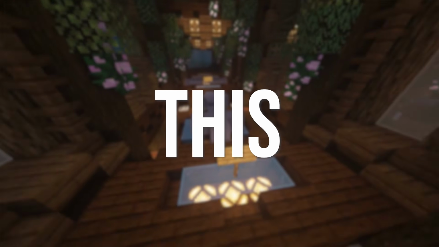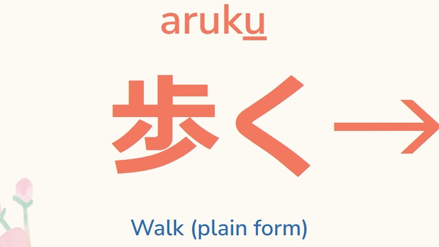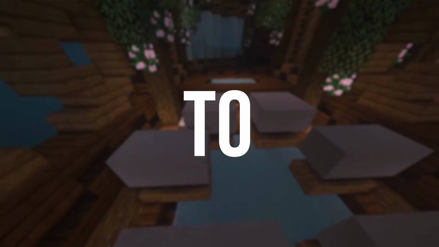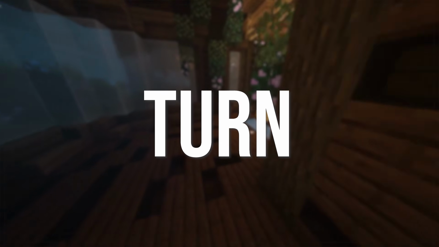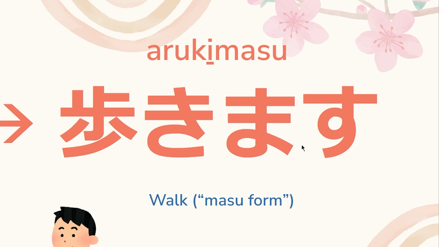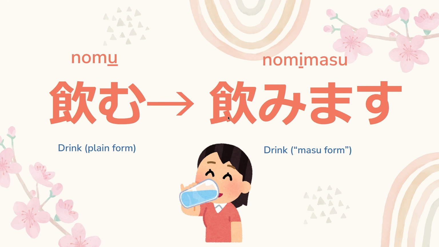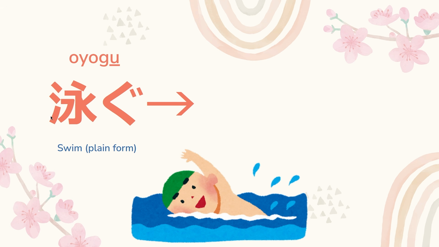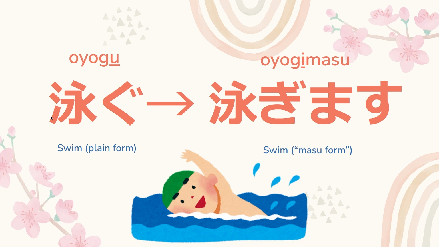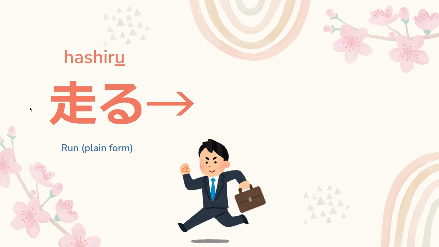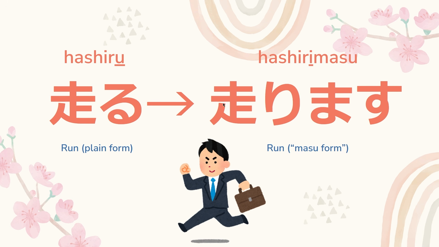I want you to try to continue this pattern here, starting with the first verb aruku, meaning walk. If we wanted to make this formal, we would add mas and turn this into arukimasu. Okay, great. Next we have nomu, meaning drink. And if we want to turn this into masu form, we do the same thing and we get nomimasu. Pretty easy to understand so far. So next we have oyogu, meaning swim, turns into oyogimasu. And finally, the next one, hashiru, run, hashirimasu.